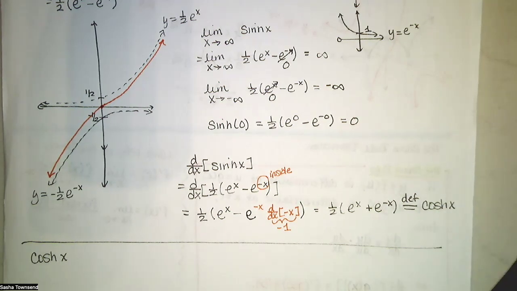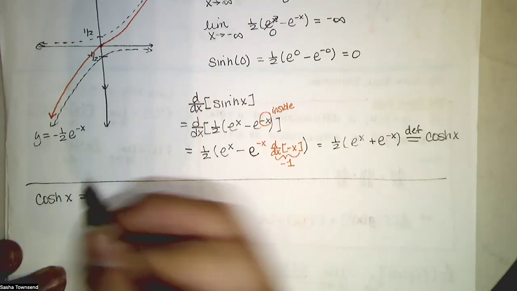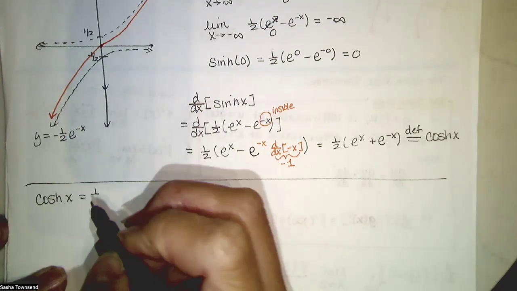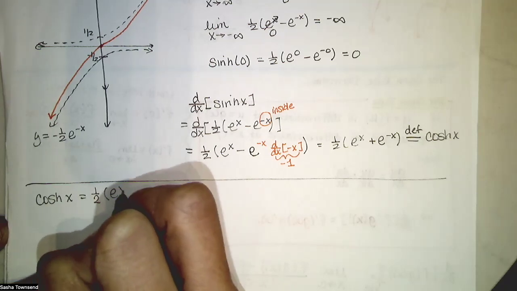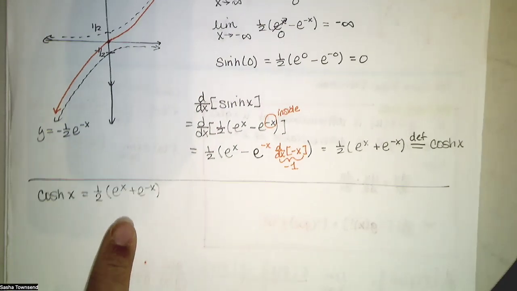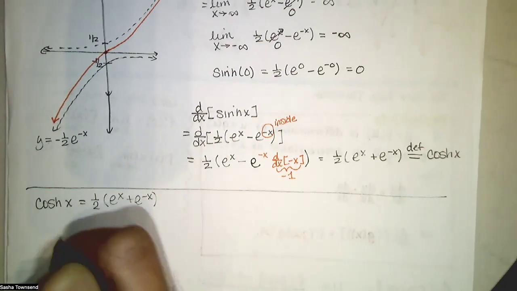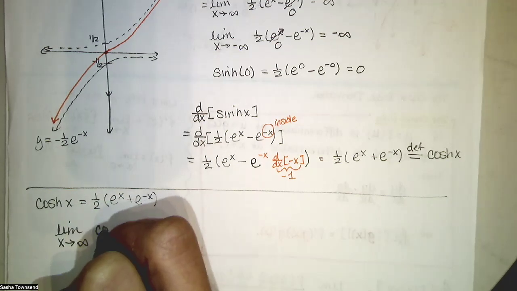So the derivative of the hyperbolic sine function is the hyperbolic cosine function. Just like the derivative of sine is cosine, the derivative of the hyperbolic sine is the hyperbolic cosine. So that's our hyperbolic cosine function. Look at the limits as x goes to positive and negative infinity for the hyperbolic cosine.